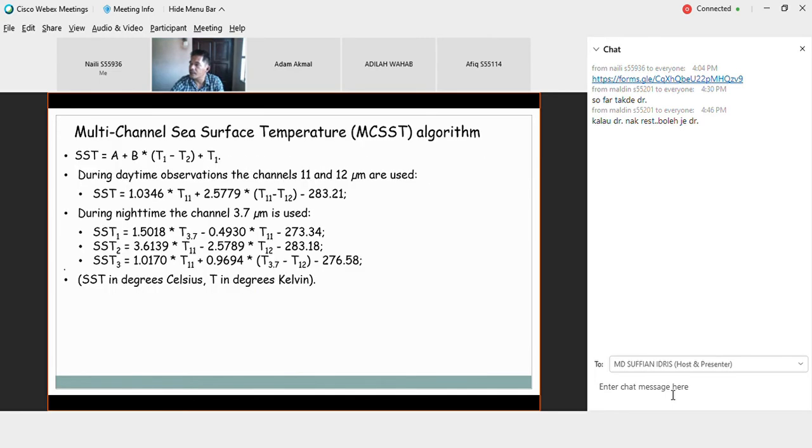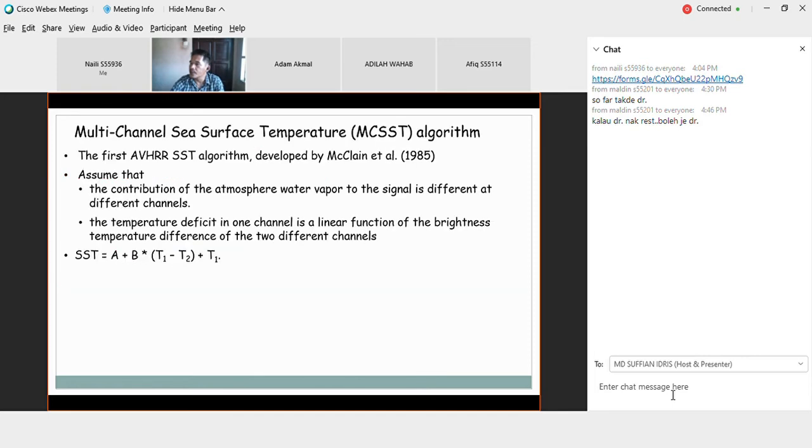Saya ambilkan MVHR kan. So, multi-channel sea surface temperature algorithm. So, MVHR dia menggunakan SST algorithm, kita panggil sebagai MCSST. You tak perlu ingat ini. Yang you perlu ingat adalah, what is a MCSST? Multi-channel sea surface temperature. And then dia punya formulation tu you tak perlu.